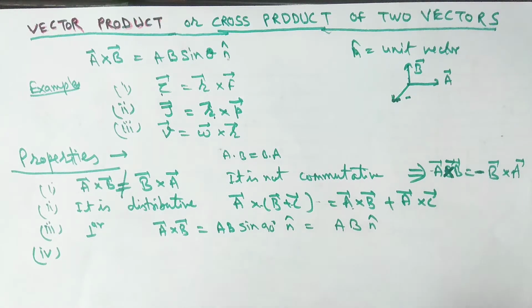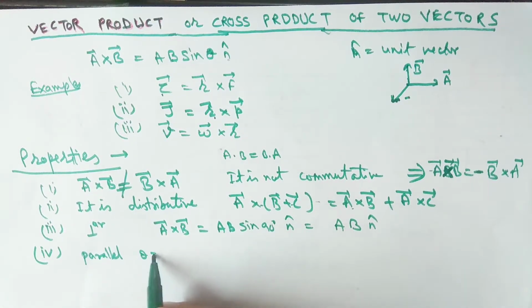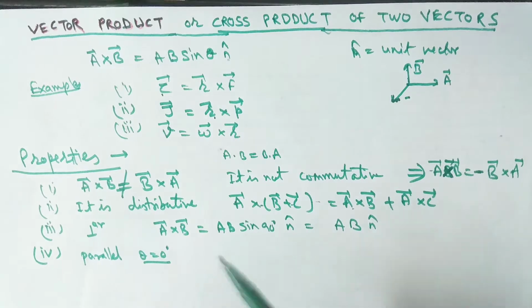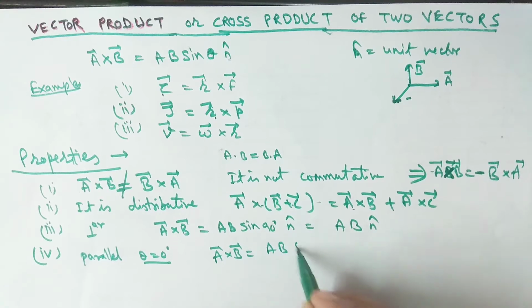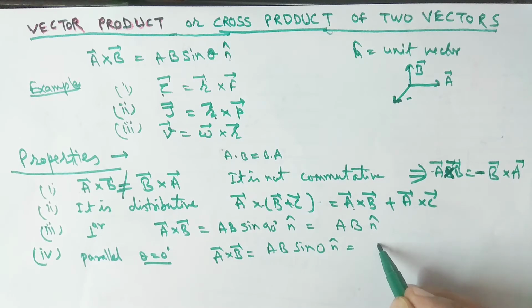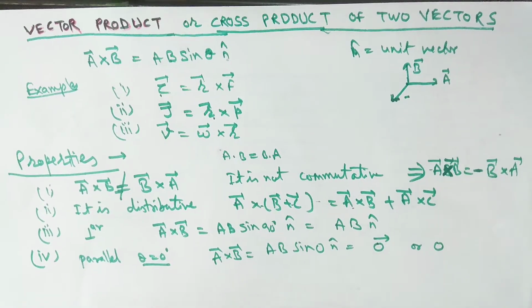Now come to the fourth property of the vector product. Suppose both given vectors are parallel. Parallel means theta is equal to 0 degrees. So in that case, what will happen here? Sine 0 means 0. So we can write AB sine 0 n cap, which will be 0. We can write it as a zero vector like this, or simply write 0. So the product of two vectors, if they are parallel to each other, is always 0. Its magnitude will always be 0.